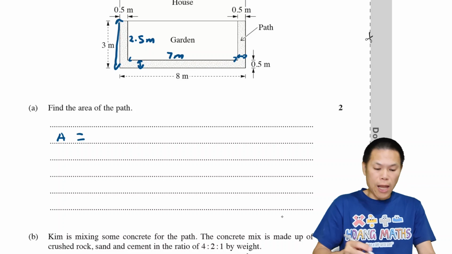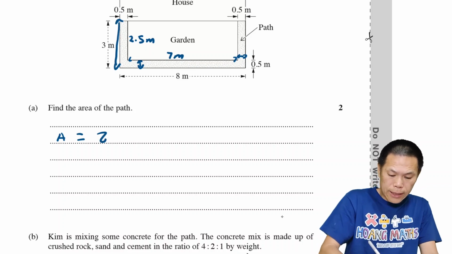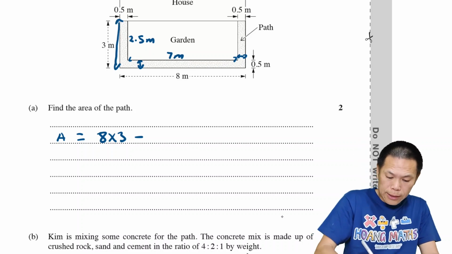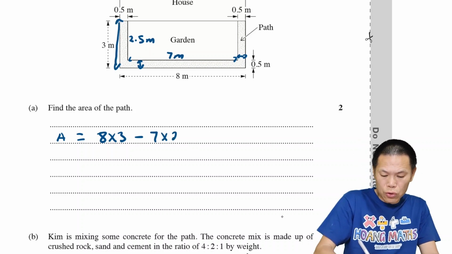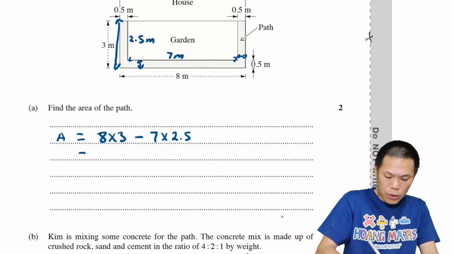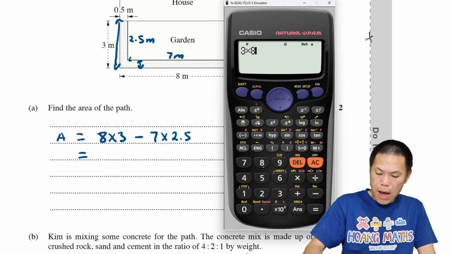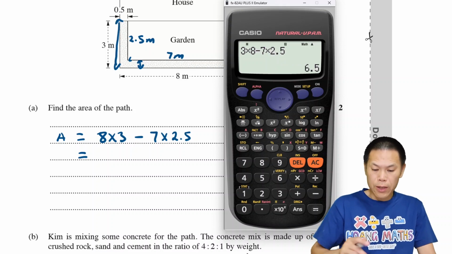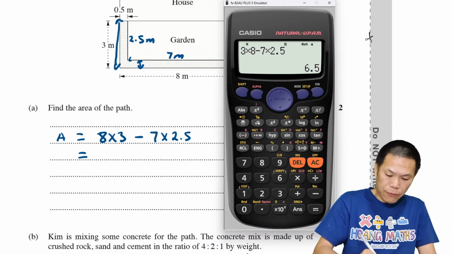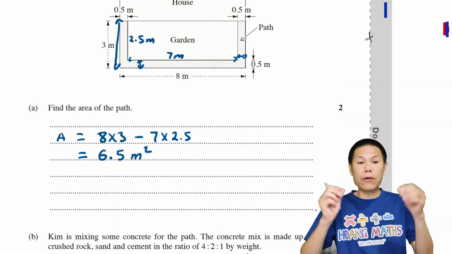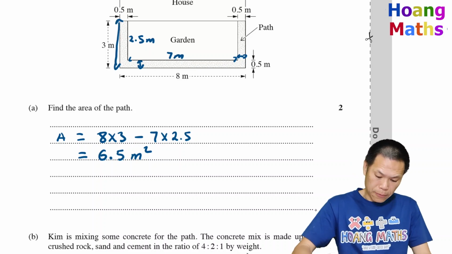So the area of the larger one is 8 times 3. And we minus the area of the smaller rectangle, that is 7 times 2.5. So 3 times 8, we minus 7 times 2.5. So there you go, 6.5 square meters. So that is the area of the path.